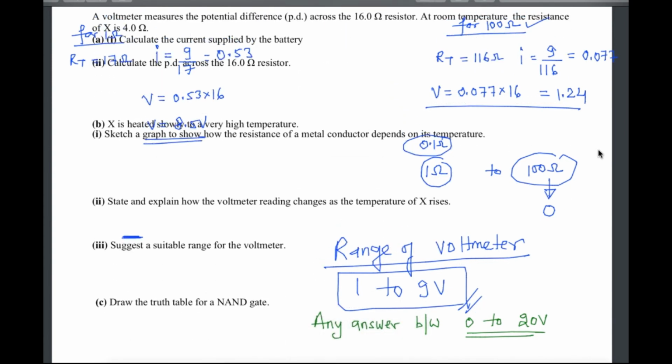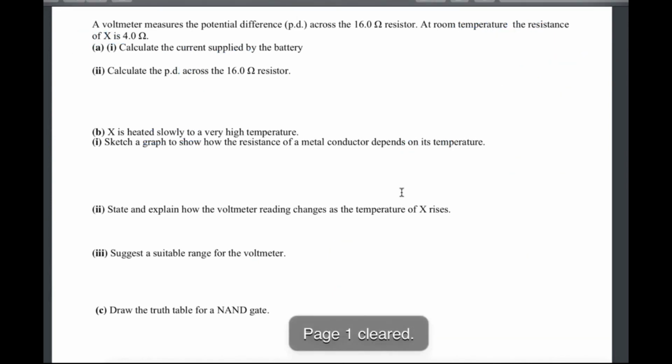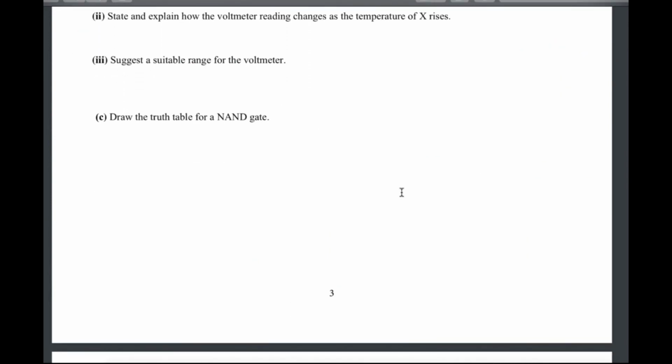Okay, coming to the next. So the range, in my case, I calculate the range 1 to 9 volt. In the next part C, draw the truth table of the NAND gate.